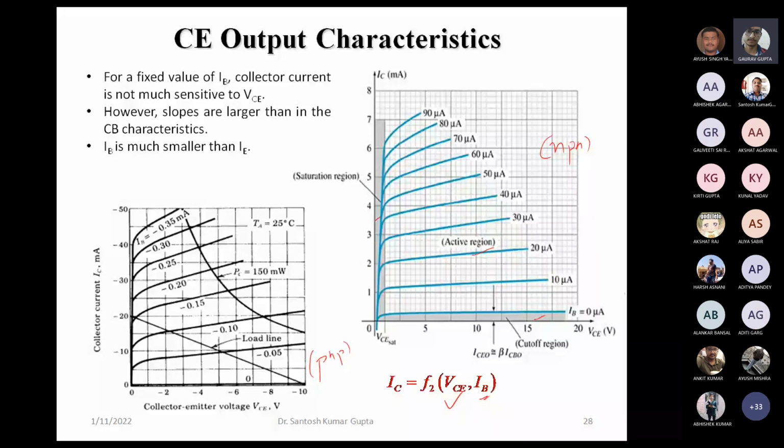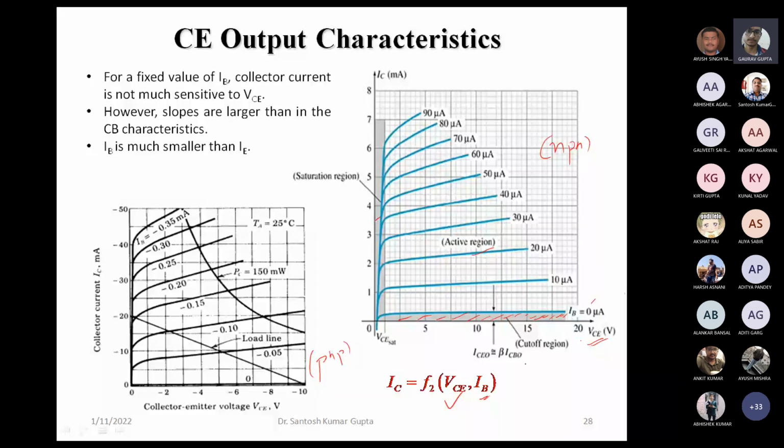So if IB is 0, and for IB is 0, we increase VCE, then we don't see much current here. This region is called the cutoff region. IB = 0 means that the base-emitter junction is reverse biased, and as VCE increases, the base-collector junction is also reverse biased. So both junctions are reverse biased, and we only have leakage current.